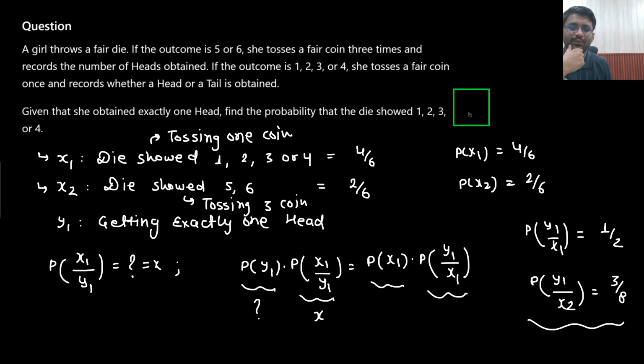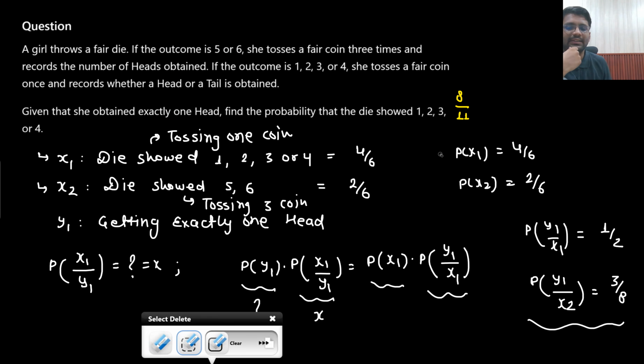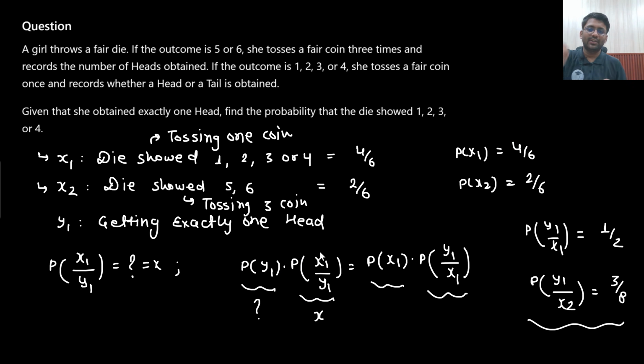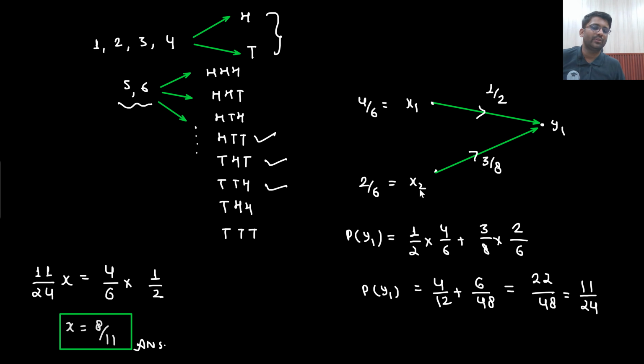So this is how we are supposed to solve these kinds of problems, which are considered very tough, but it is very straightforward. What is the process we are following? Tossing one coin, tossing three coins. You write down the corresponding probabilities. Then you write down their conditional probabilities: if you are tossing one coin, what is the probability of getting exactly one head? That will be 1 by 2. If you are tossing three coins, then what is the probability of getting exactly one head?